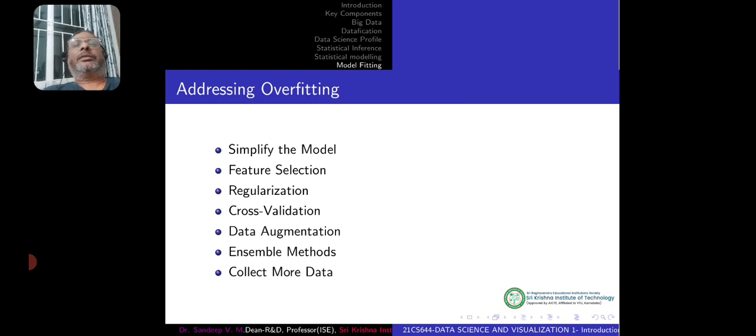So overall, we have data, and we understand the patterns of the data by statistical modeling. If the model is too simple, then it may not give better performance, so it is underfit. If it is too complex, then also it will not give better performance, so it is overfit. What we want is the best fit, that means it gives the best performance for both training as well as test data.